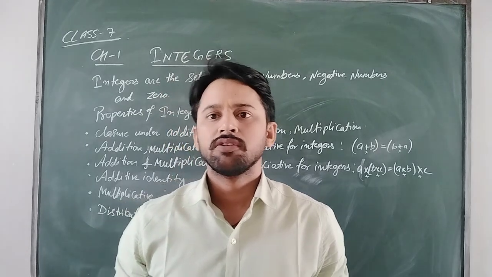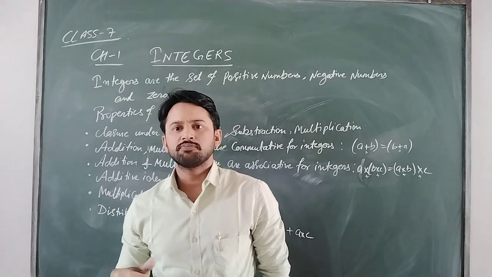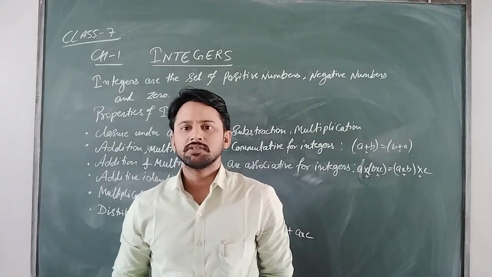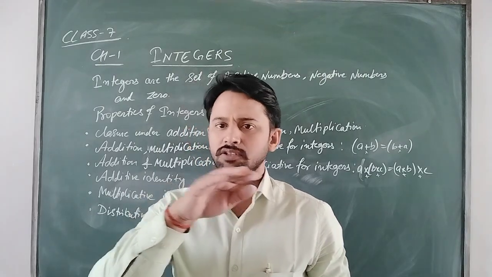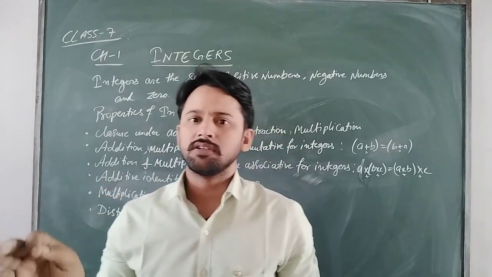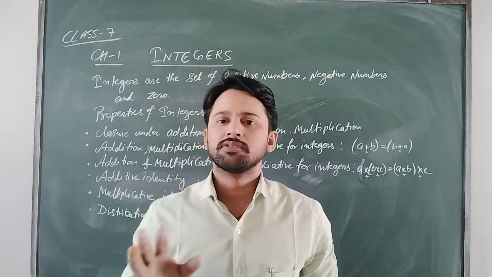Okay. So, integers, what is integers? Integers are the set of positive numbers, negative numbers, and 0. For better understanding, you can draw it on a number line and represent their positive numbers, 0, and negative numbers.